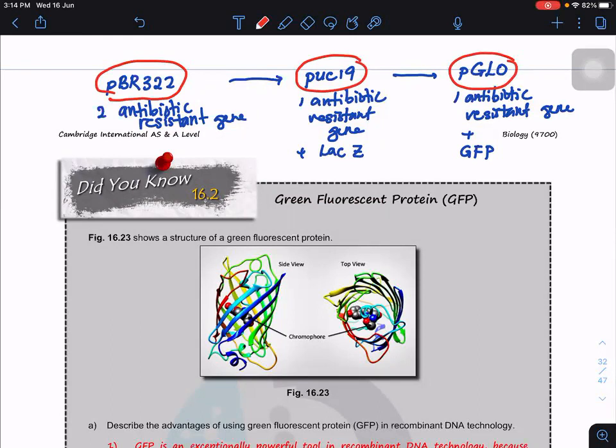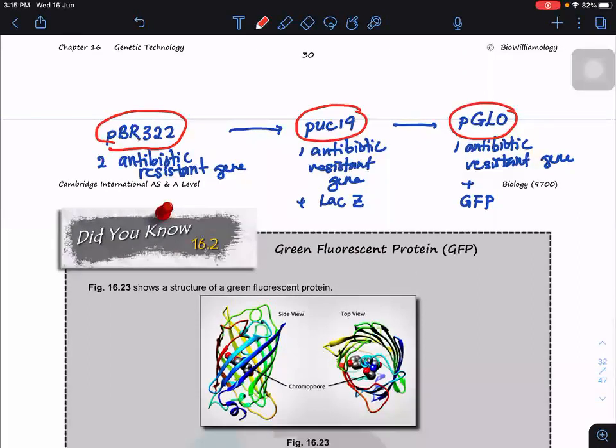We want to reduce because there is a risk that this antibiotic resistant gene spreads to pathogenic bacteria, and then that particular bacteria will develop antibiotic resistance. So in this case, we want to reduce. Look at pBR322, it has both ampicillin resistance and tetracycline resistance. So it means that ampicillin and tetracycline won't be able to kill it.